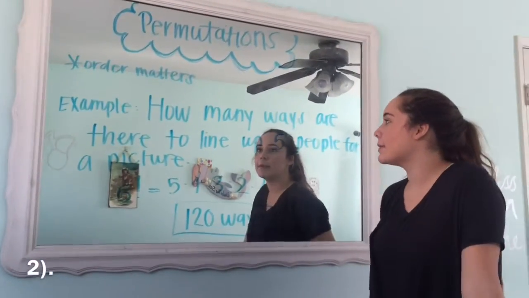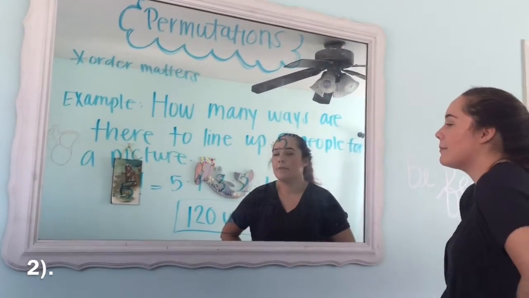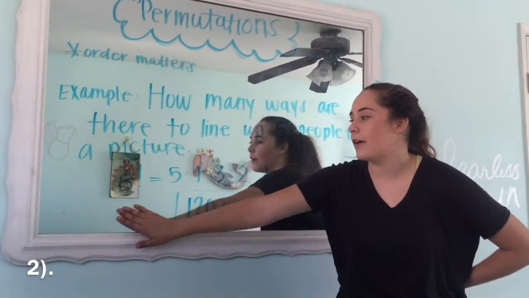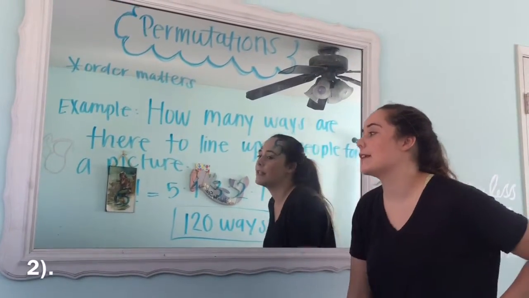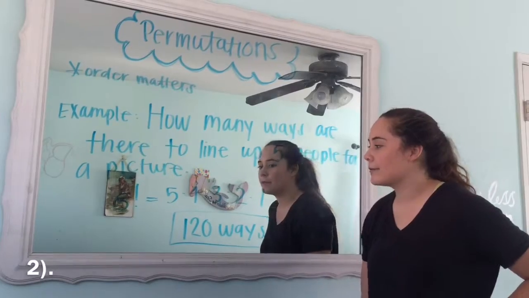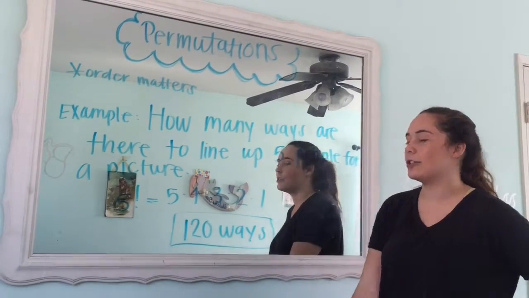This problem we're doing permutations, and in permutations, order matters. For this example, it says how many ways are there to line up 5 people for a picture? So you have to do 5 factorial, which is part of permutation. 5 factorial means 5 times 4 times 3 times 2 times 1, and that's 120 ways.